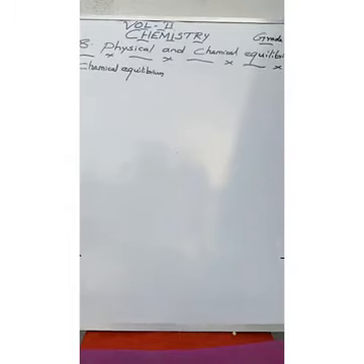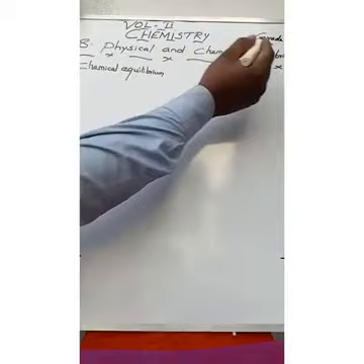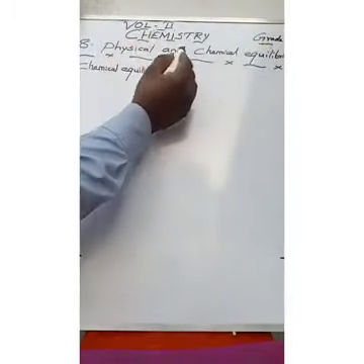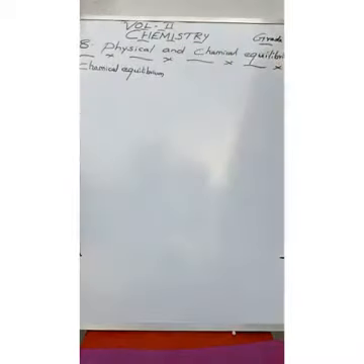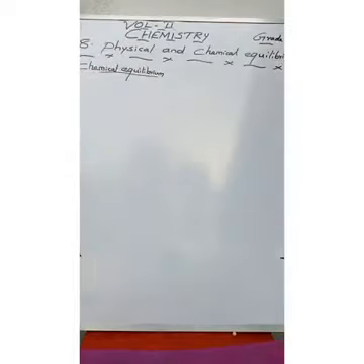Welcome back to our chemistry class. Today we will discuss Unit 8, Physical and Chemical Equilibrium. It's in the second volume book. First we will discuss chemical equilibrium. What is chemical equilibrium?